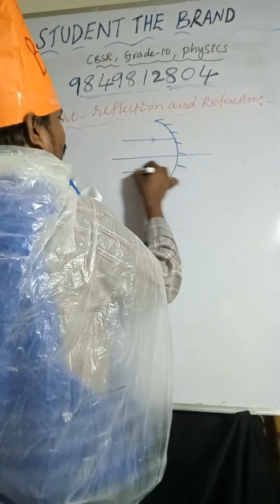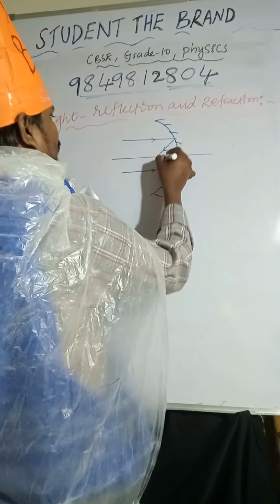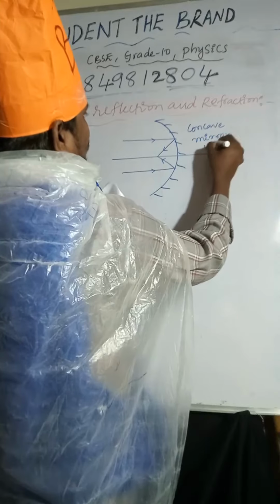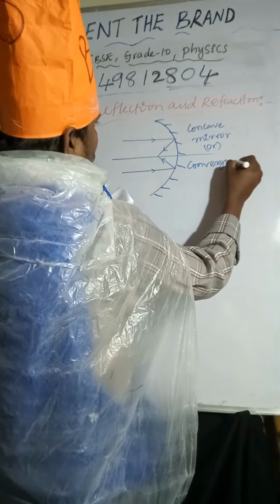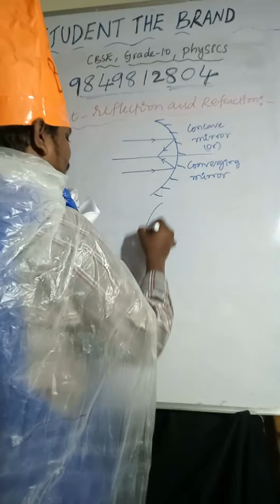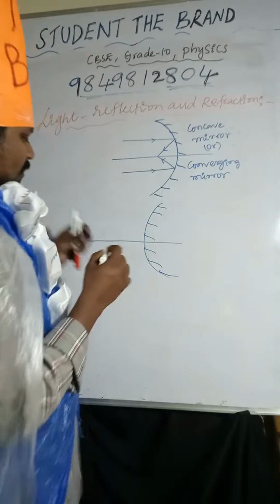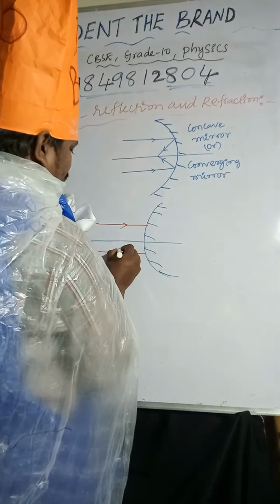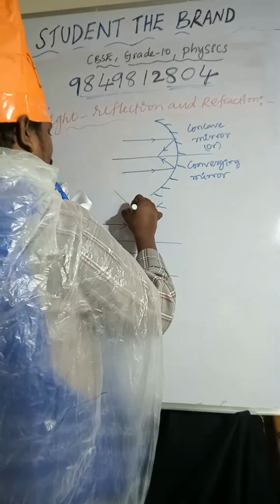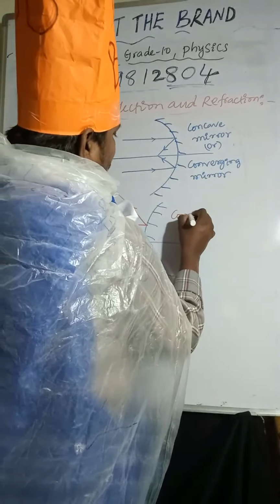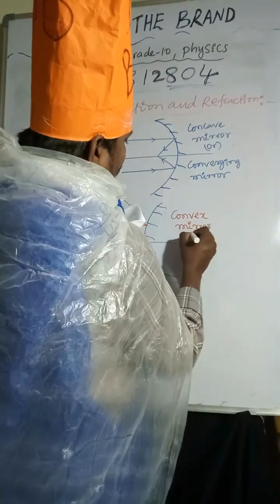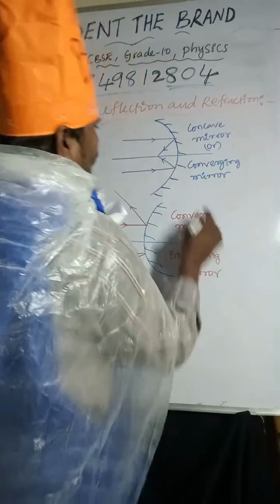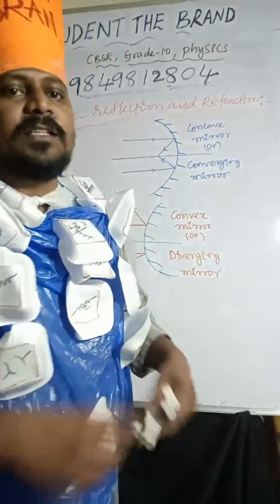So point number 1, and here I am considering like this, a concave mirror. A concave mirror is also known as a converging mirror, and a convex mirror is also known as a diverging mirror. Now you can observe. Concave mirror is known as converging mirror. Convex mirror is known as diverging mirror.